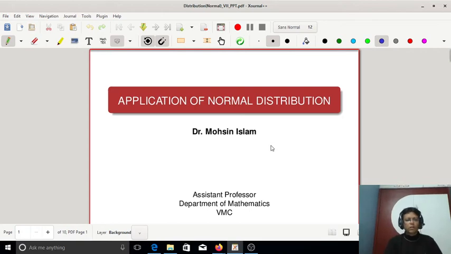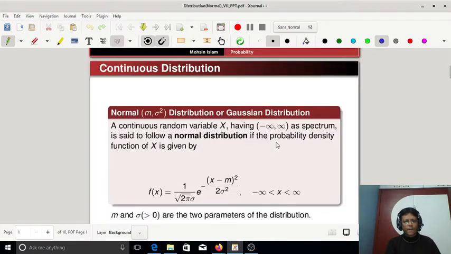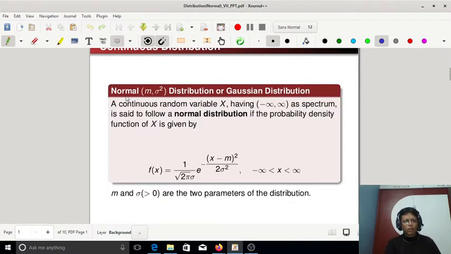So today's topic is application of normal distribution. Already we have learned about different types of distribution, especially continuous, discrete. So normal is basically a continuous distribution. So there is a probability density function. Let X follow normal (m, sigma square) distribution, or this is known as Gaussian distribution.